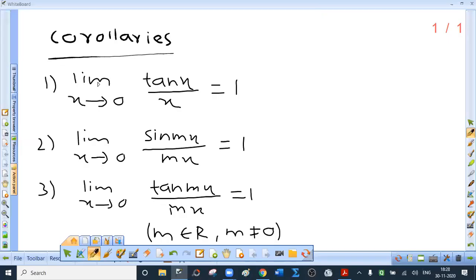Now these three results, we already proved the first one: limit x tends to 0 of tan x upon x is 1. Now what is the value of limit x tends to 0 of sin mx upon mx? It is also 1. Why? Because all three conditions are satisfied. Angle is in radian. Angle tends to 0, because as x tends to 0, mx tends to m into 0, that is 0. Angle in the numerator is fully repeated in the denominator. What is m? M is a real number not equal to 0, right? Same for tan also.